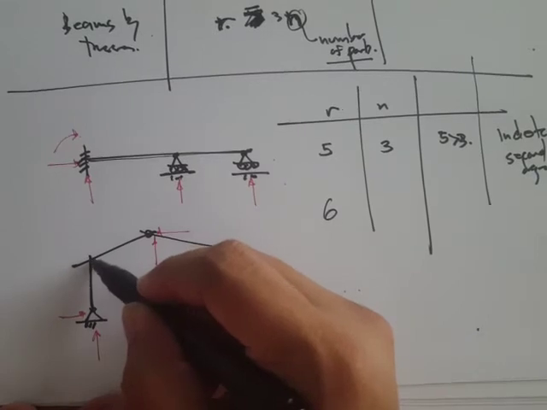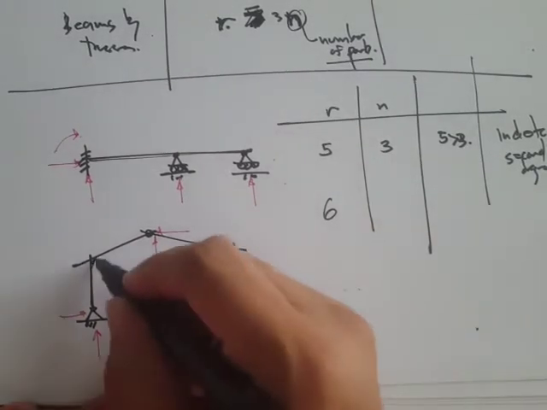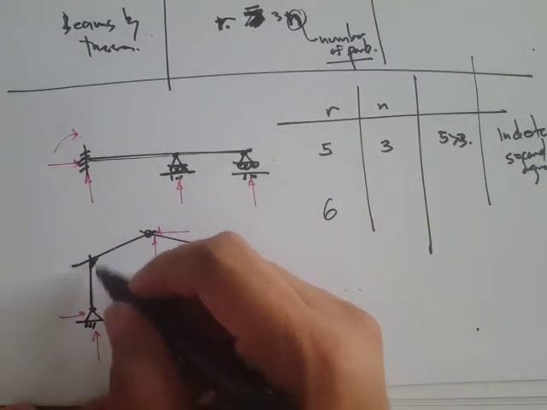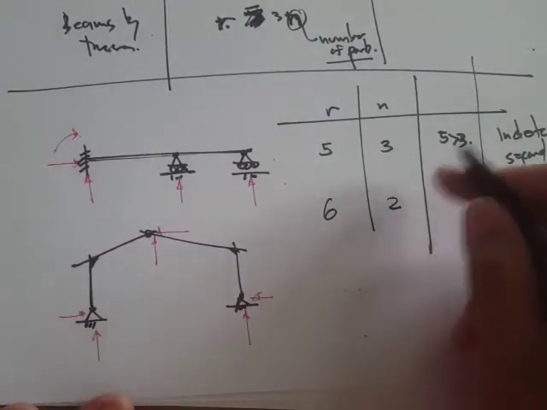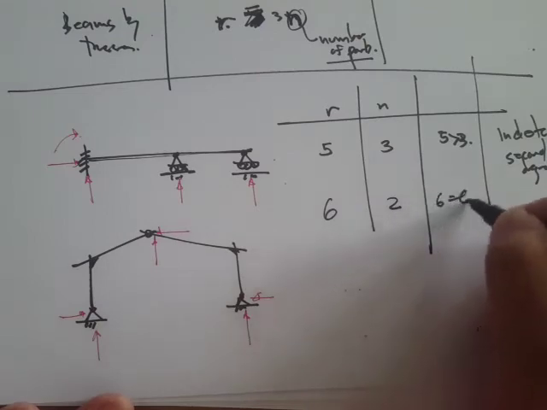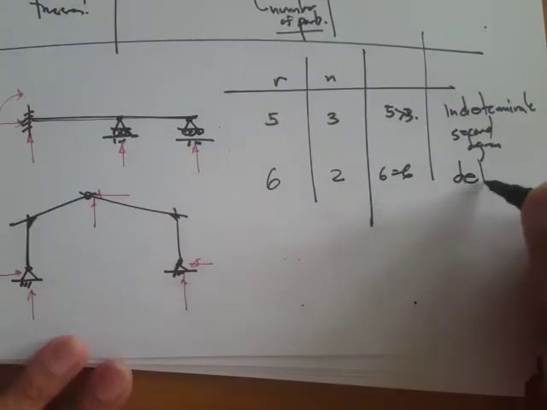Okay, so since this is a rigid joint, then say this is just one member. Okay, so one member, so 1, 2, so 2 times 3, that's 6. So 6 is equal to 6, and that's gonna be determinate.